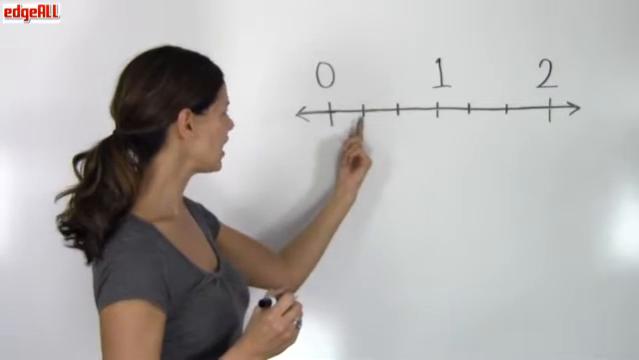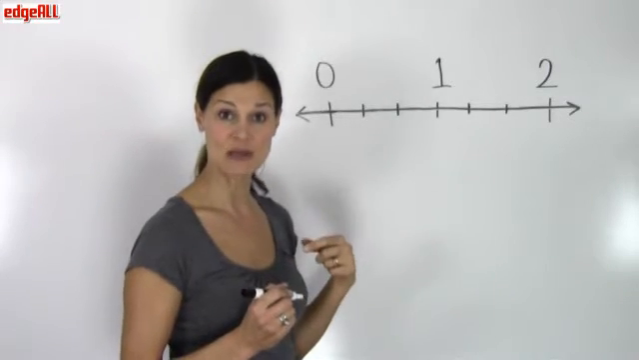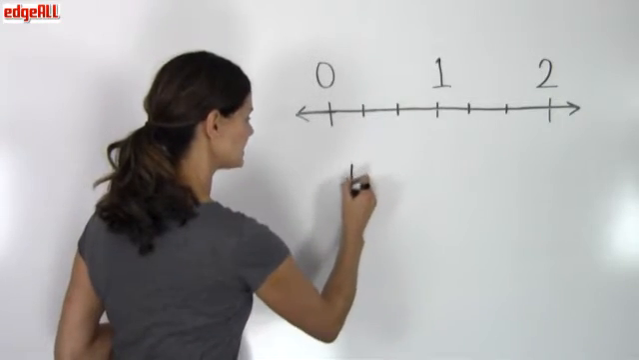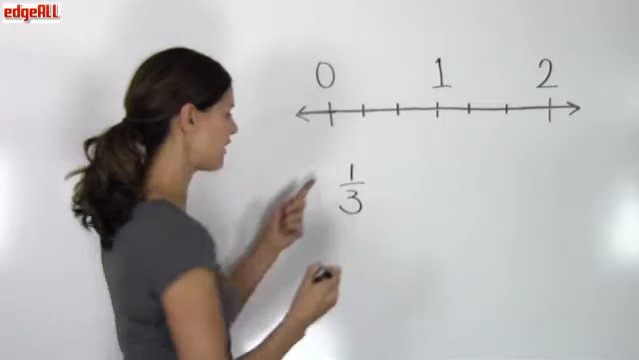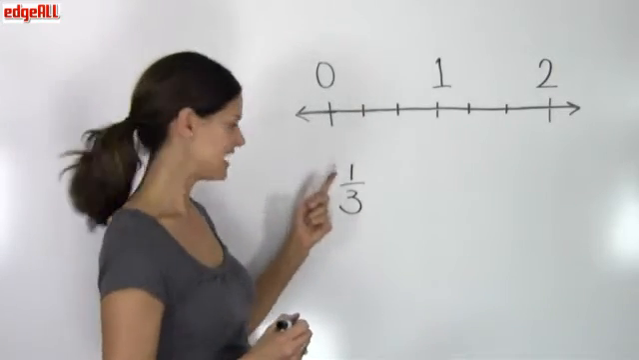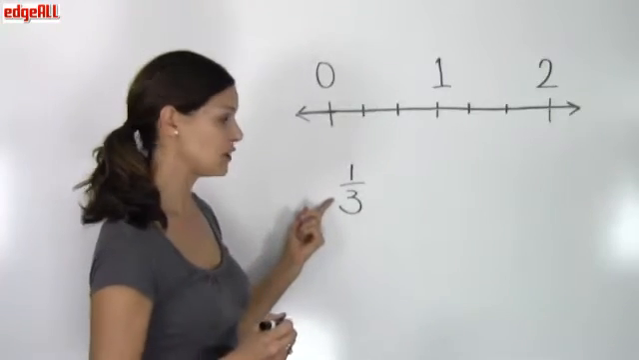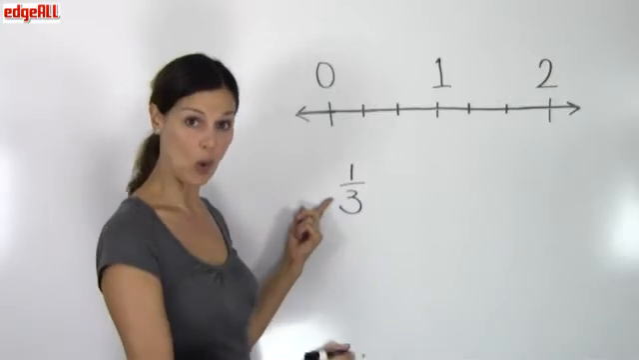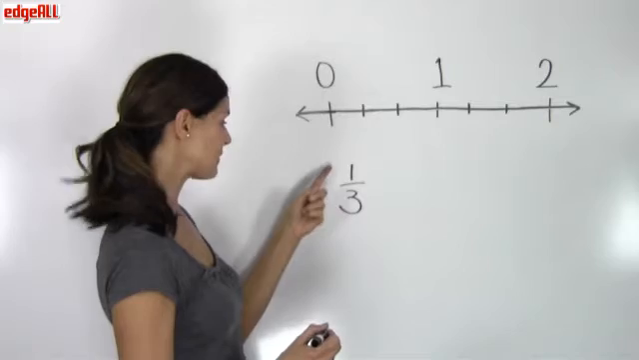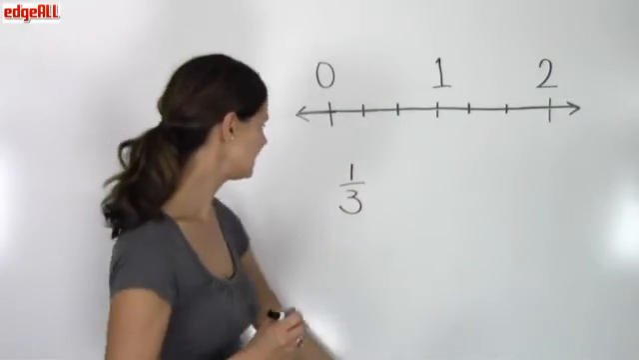So as you can see here, I've divided each of my whole numbers into 3 parts. So I've divided them into thirds, and I'm going to write this as a fraction, thirds. I have a numerator of 1 and a denominator of 3. And the denominator represents the parts per whole. There are 3 parts per whole number. And my numerator in each of these is going to represent the part that I'm on.